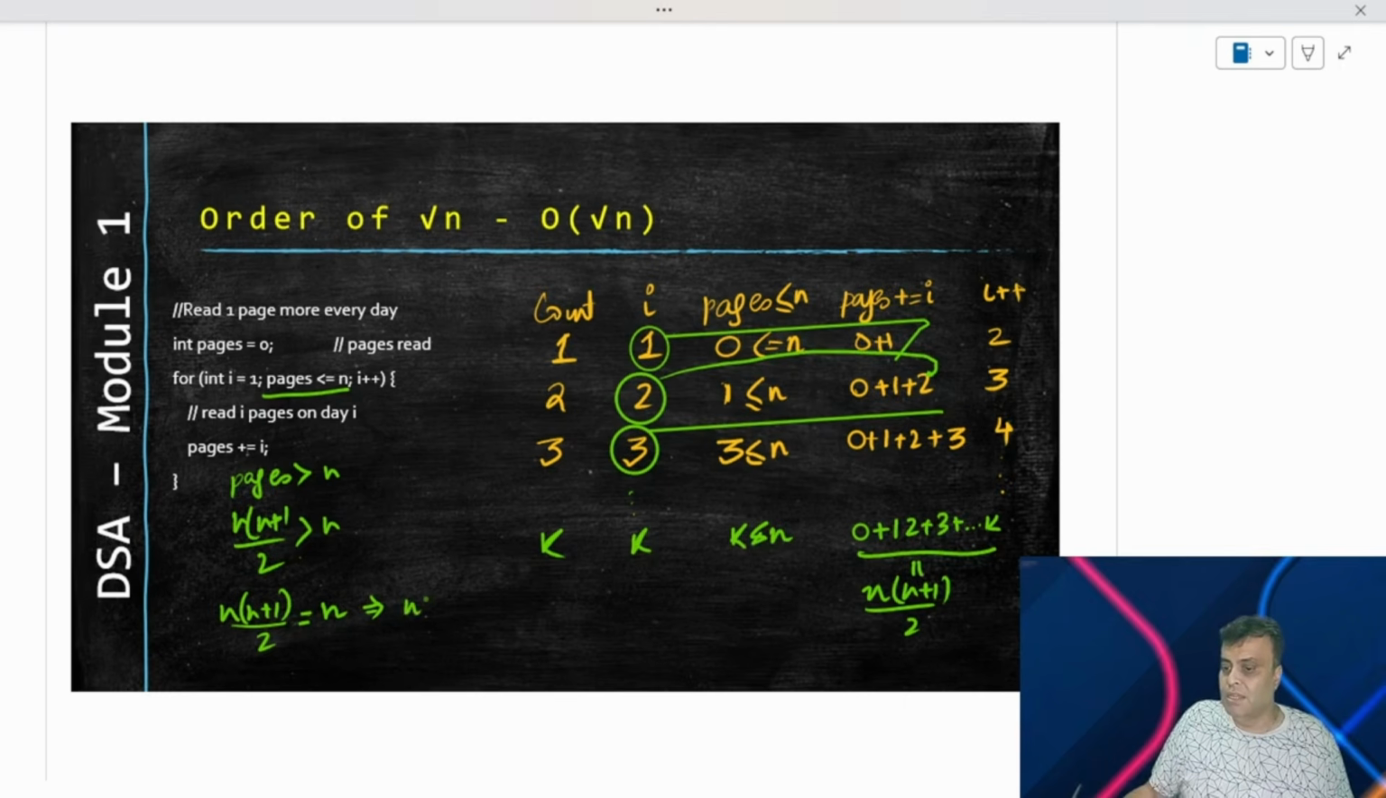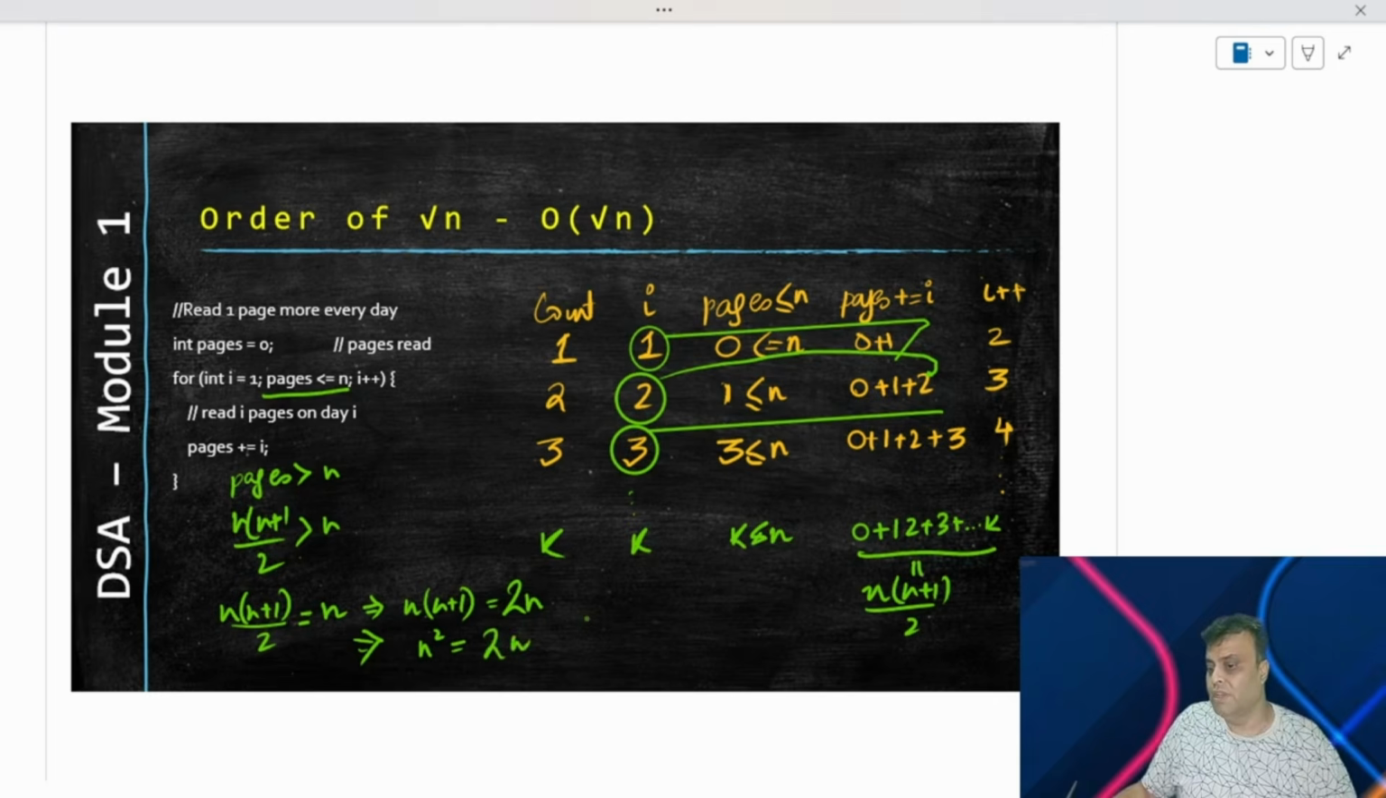So can I say that it is n into n plus 1 is equal to 2n? Right? And for all practical purposes, can I therefore neglect the other powers and say n square is equal to 2n? I'm sorry, this will be 2n, not to the power of n. So can I therefore say that n square is equal to 2 times n? We can of course say that, right? So net, what is happening here?